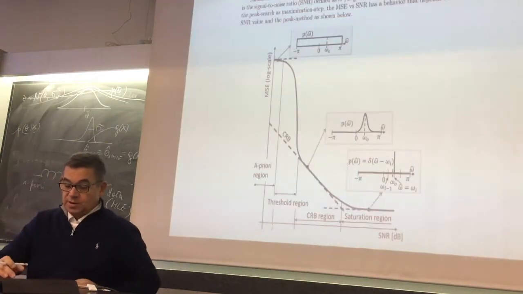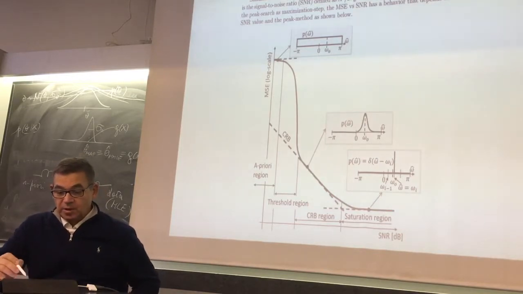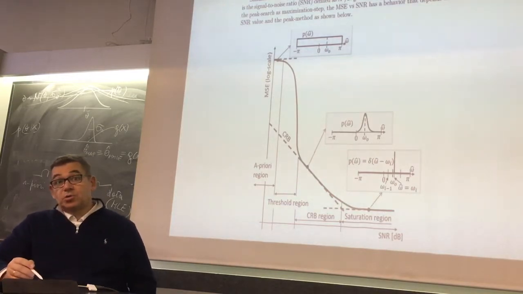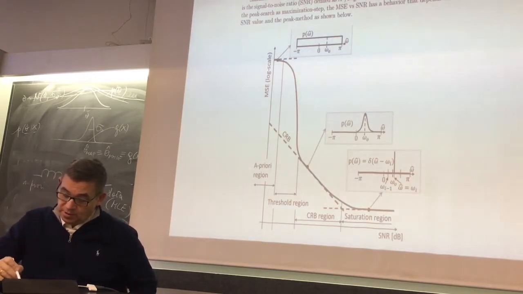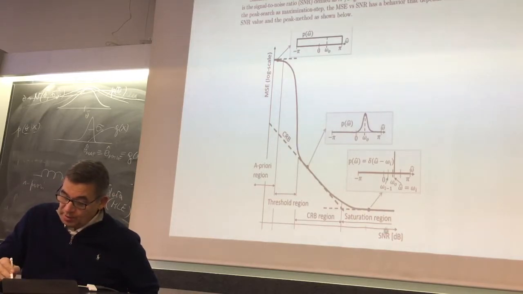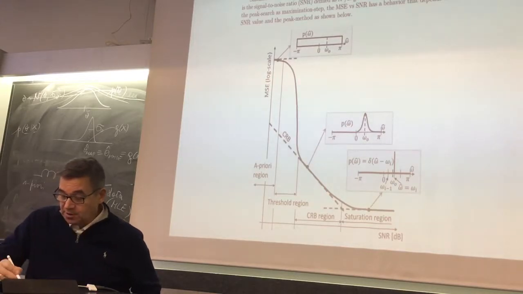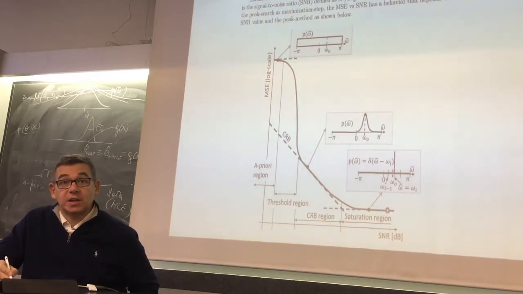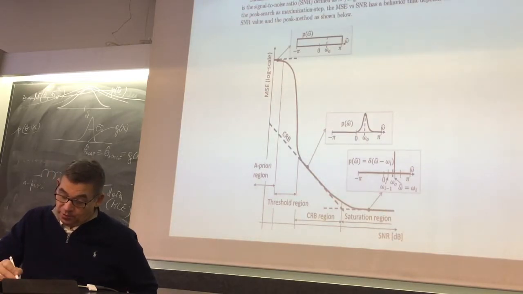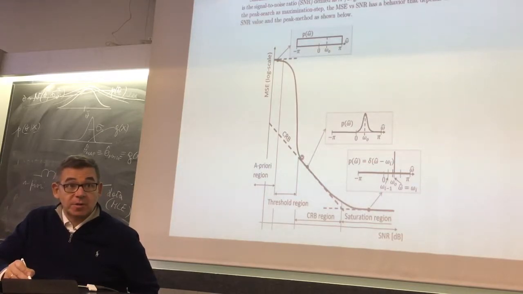This is the plot that we are discussing, that we saw together during the exercise. This plot shows the mean square error versus SNR, and we saw that it is characterized by a saturation region due to the granularity of the Fourier transform. Then in this region it goes as the Cramer-Rao bound.